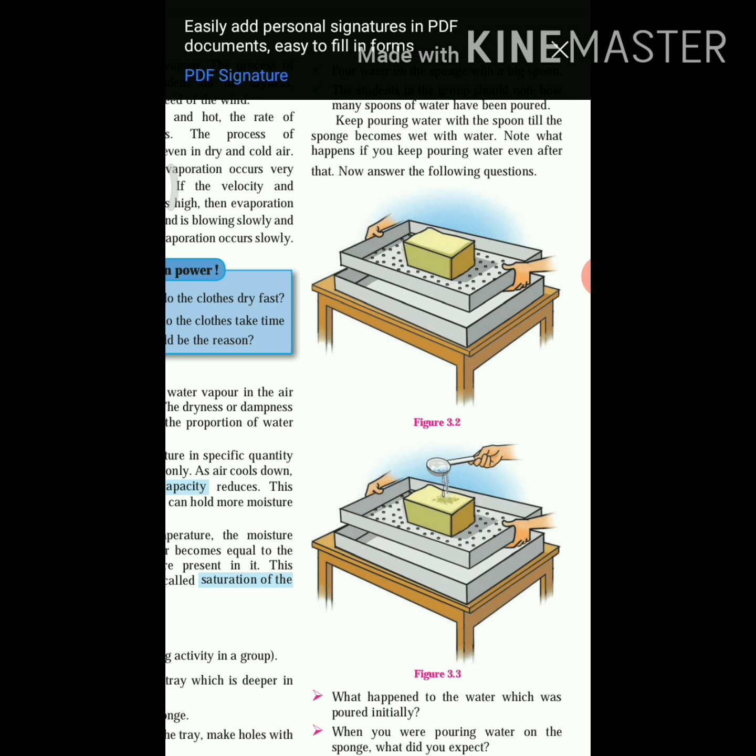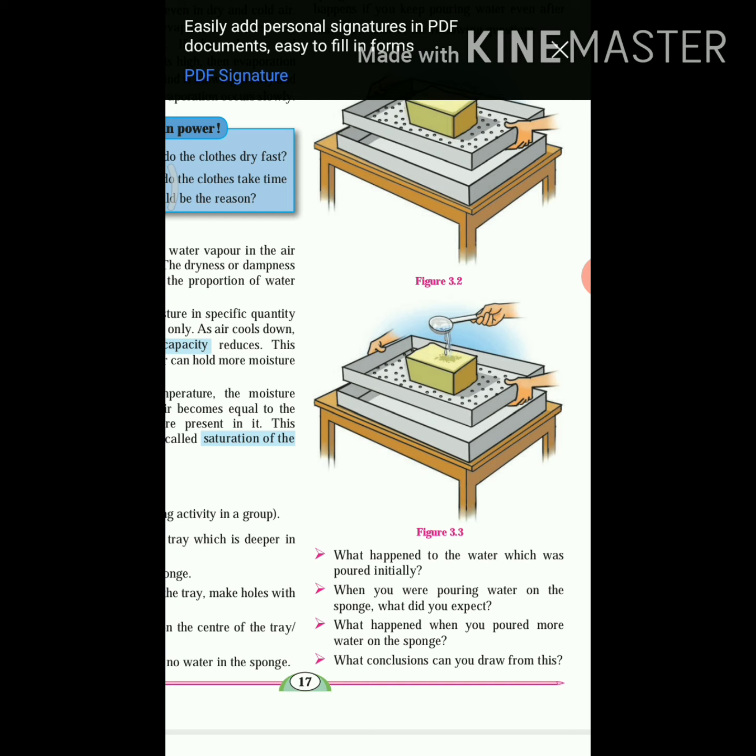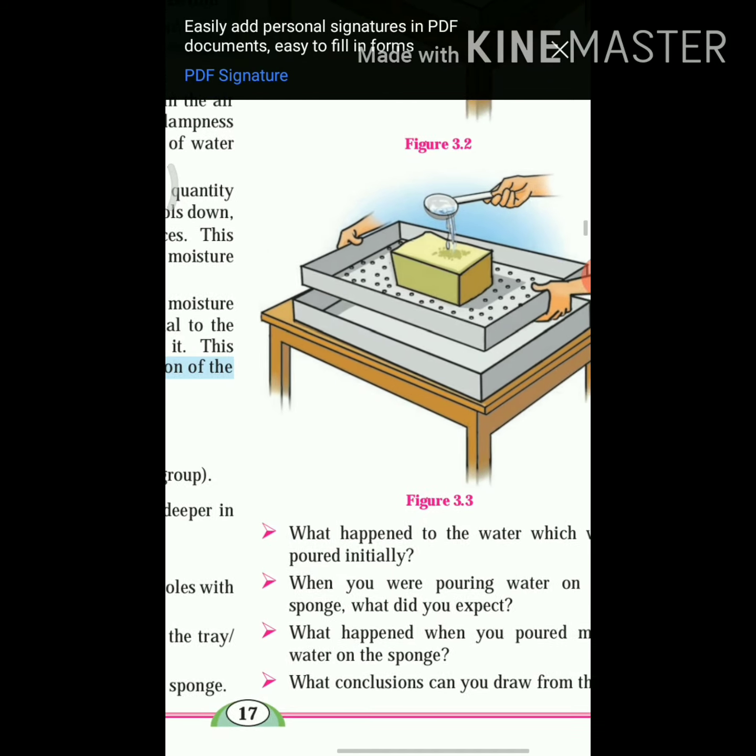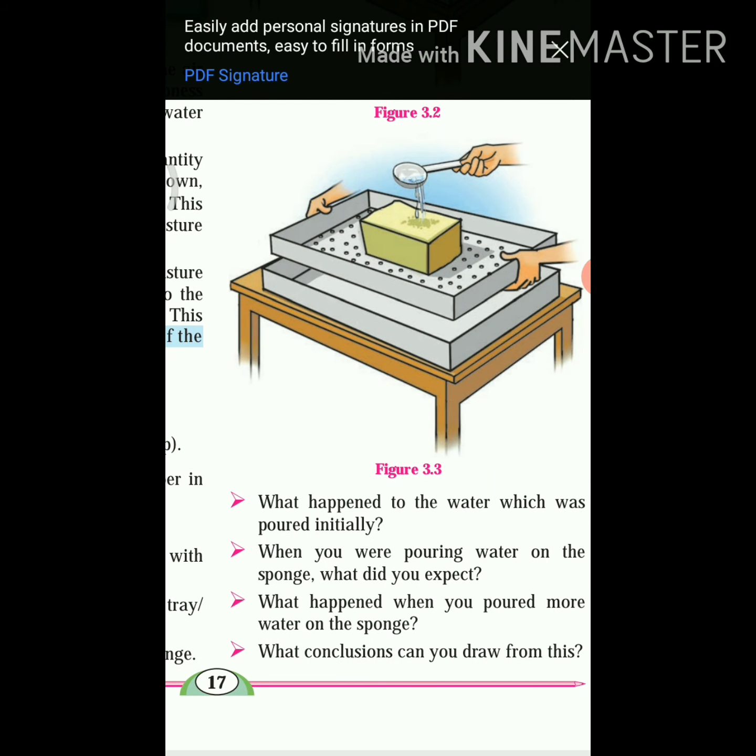Now study the following questions and answers. Here below the figure 3.3 you can see some questions. First of all, what happened to the water which was poured initially? The water which was poured initially was absorbed in the sponge. The first 2 3 spoons of water, the sponge absorbed this water.